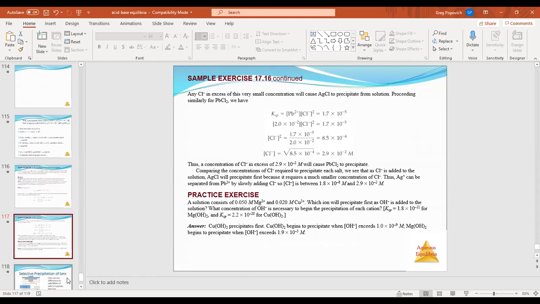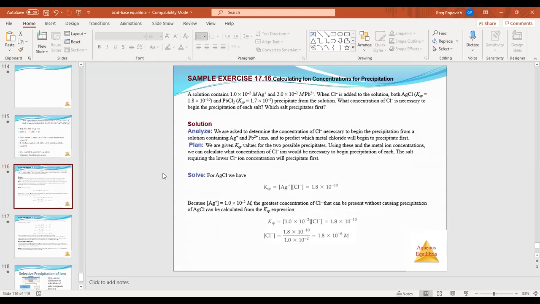In this case, I also have my lead chloride, but my lead expression is Pb times chloride squared, because I have PbCl2. Ksp is equal to 1 × 10⁻⁷. So I know what my lead concentration is, because my lead is equal to 2 × 10⁻² molar.